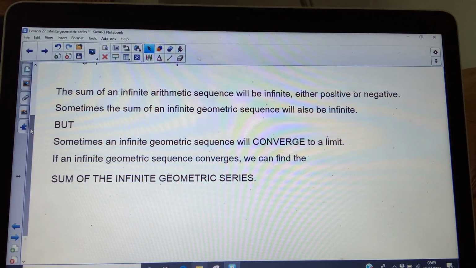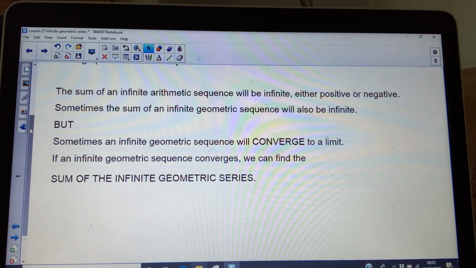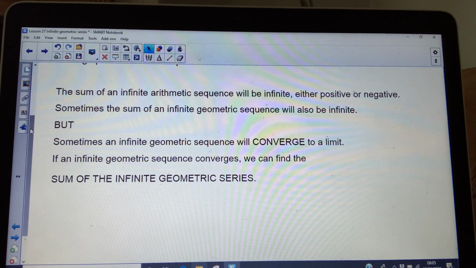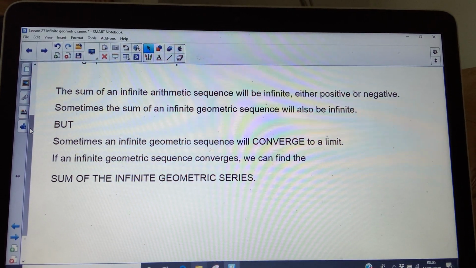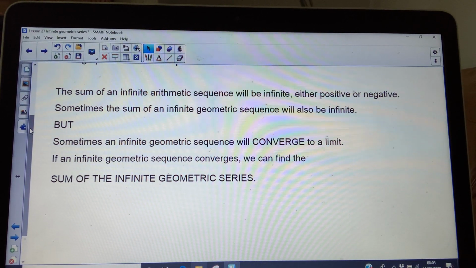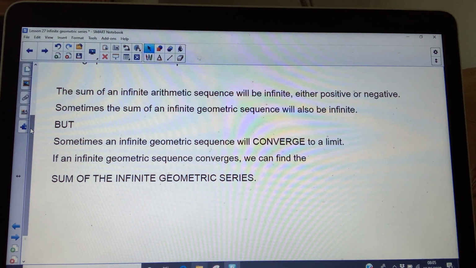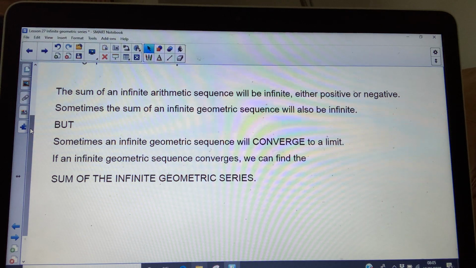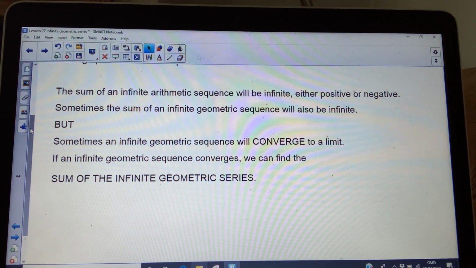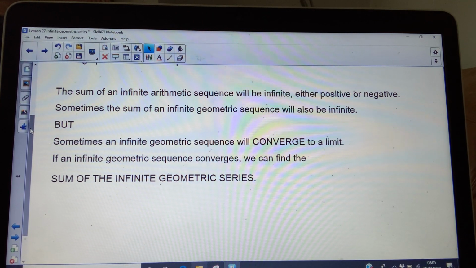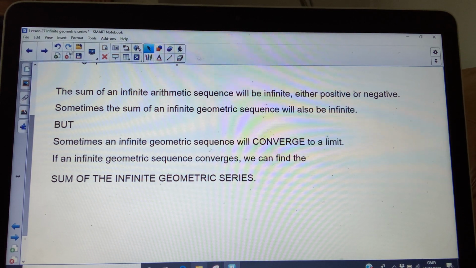Same with a geometric sequence. Sometimes, if you take an infinite geometric sequence and add up the terms, the sum again will be positive infinity or negative infinity. But what's different about geometric sequences to arithmetic sequences is that sometimes when you have an infinite geometric sequence, you can actually find the sum to an infinite number of terms. And this will be when you have a sequence that converges to a limit. That's what we're going to look at today.